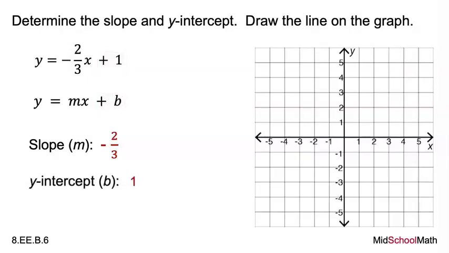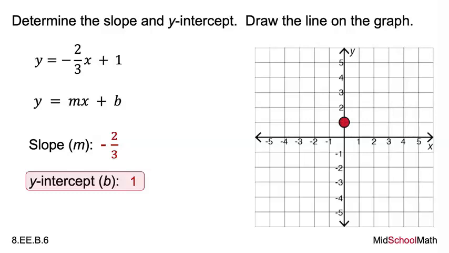Now we need to graph the line. When graphing the line from an equation, it's helpful to plot the y-intercept first, because we know that's where the line will cross the y-axis. The y-intercept is +1, so we'll put a dot on 1 on the y-axis.